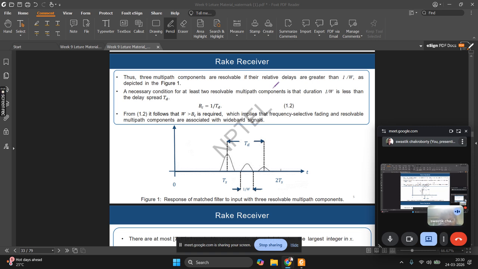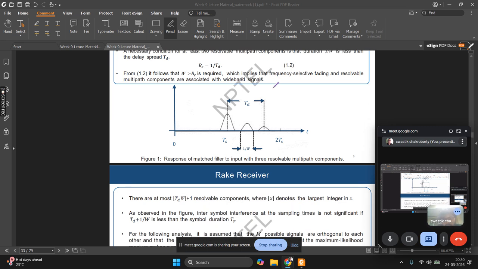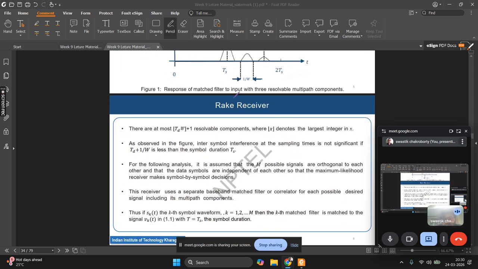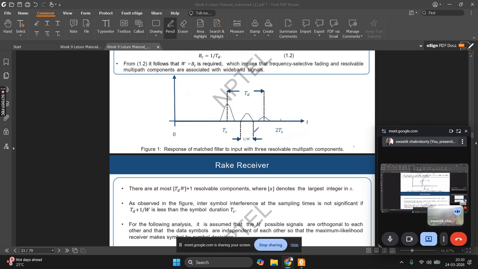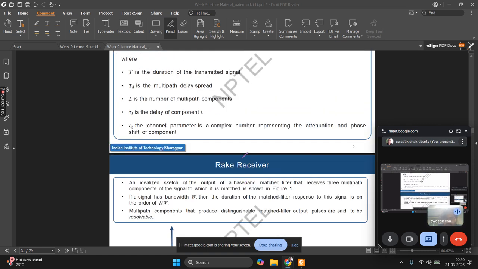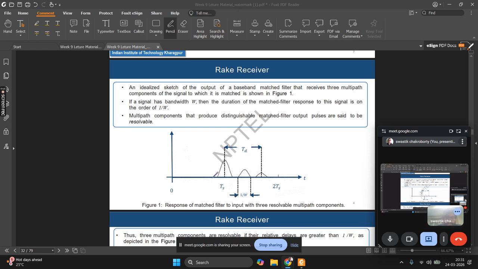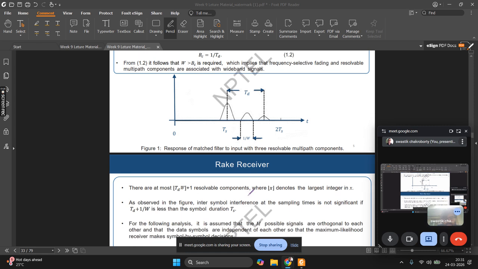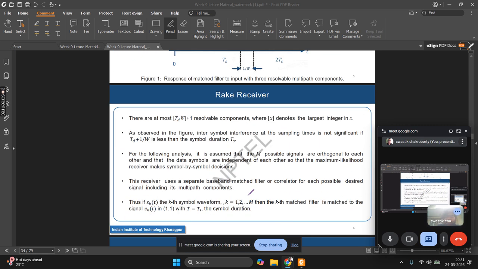A necessary condition for them to be resolvable is that they should have distinguishable matched filter outputs. One's matched filter output should not overlap onto another. So that much amount of separation should be maintained among the components.